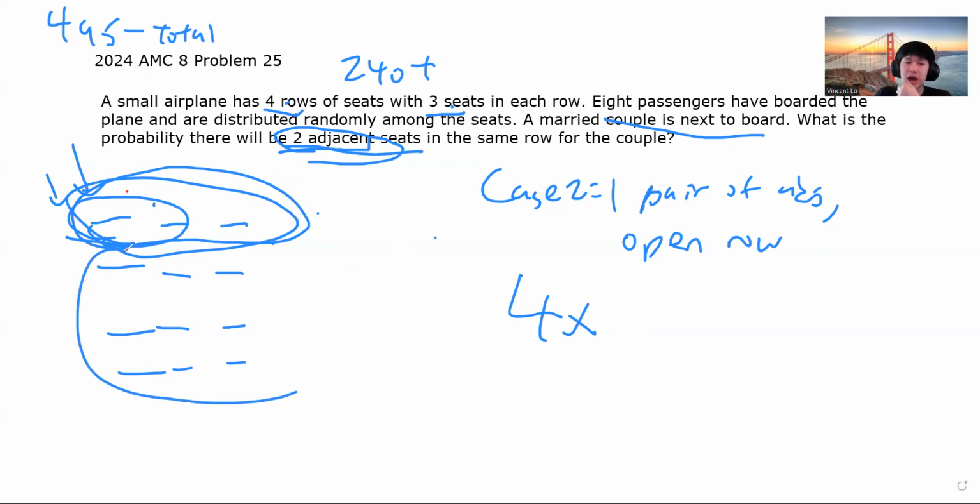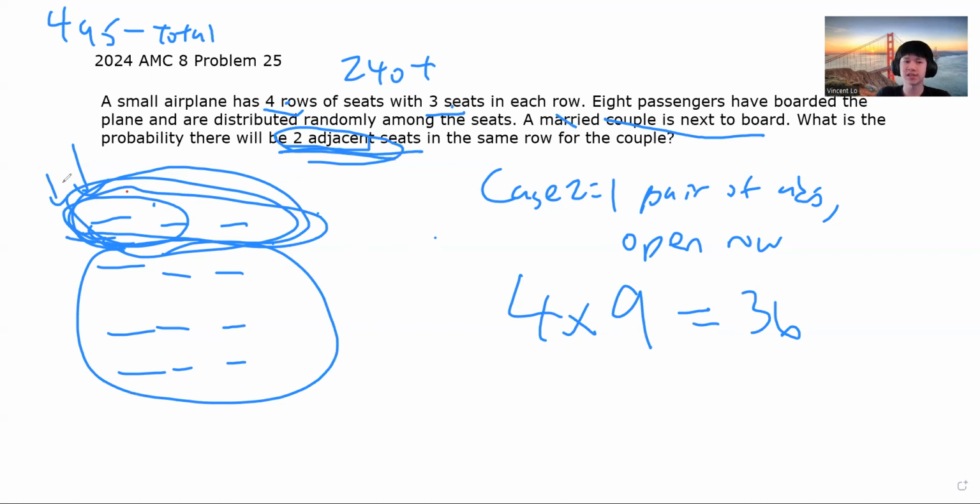Now, out of the remaining 9, we got to seat 1 more empty seat. So that's 36. Remember, there are 4 empty seats total. We've already selected 3 of them because it's an open row. And now we have to choose the other remaining seat. And again, this is going to cause a married couple to have 2 adjacent seats on the same row. All right, so 240 plus 36.